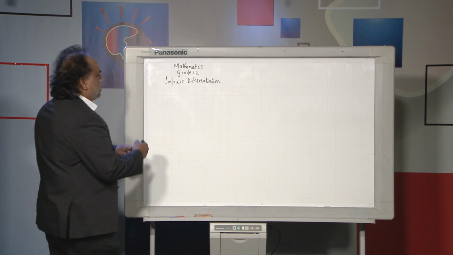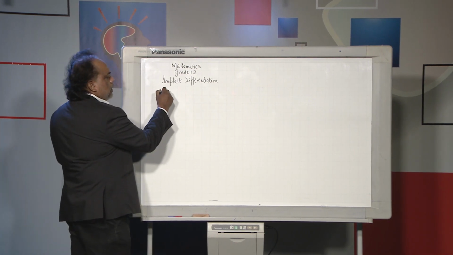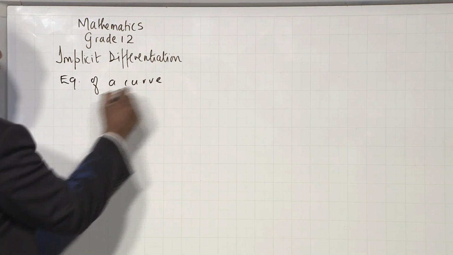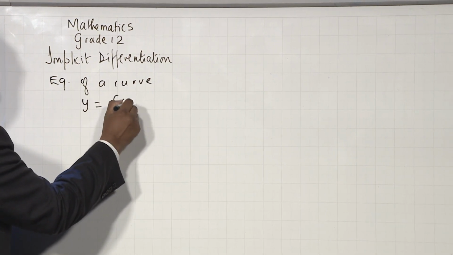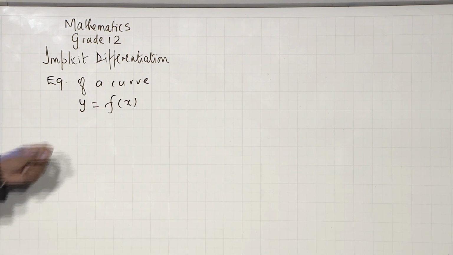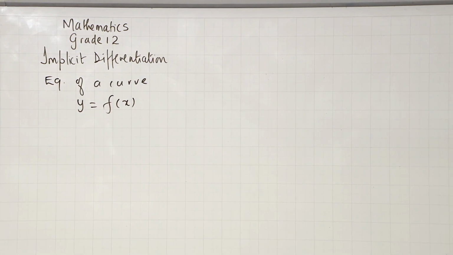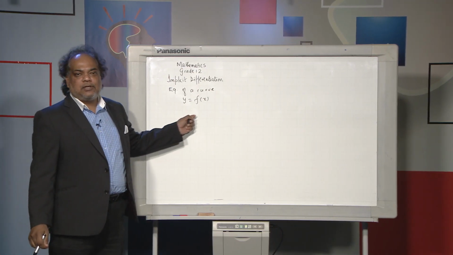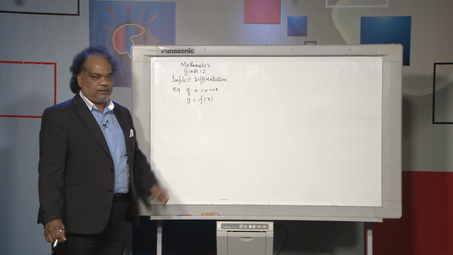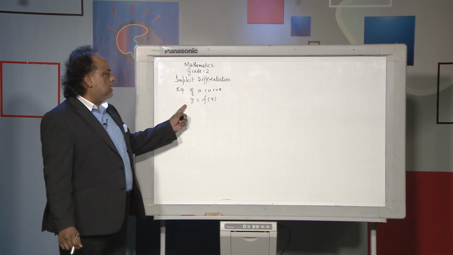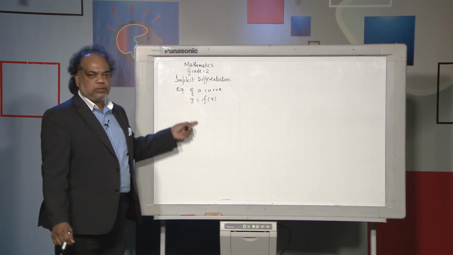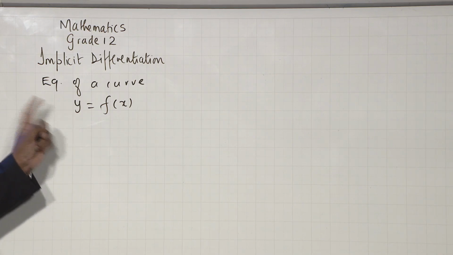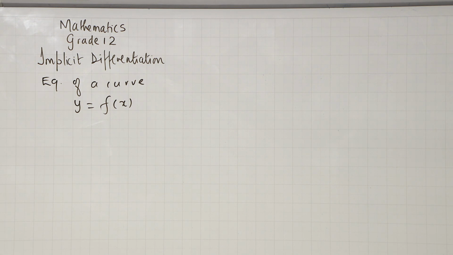You all know that the equation of a curve up to now has been written y is equal to f(x), where y is the subject of the formula. However, not all curves can be written explicitly like that. This is called an explicit equation of a curve. Why explicit? Because you have made y the subject of the formula.